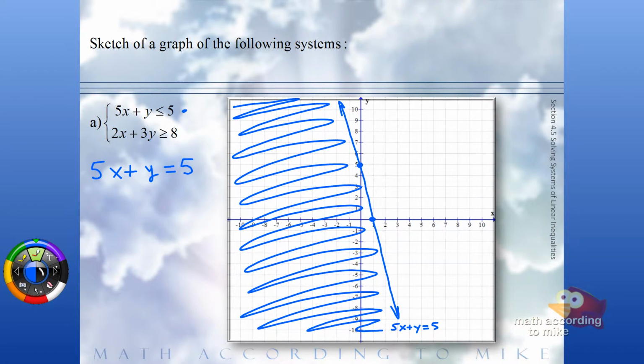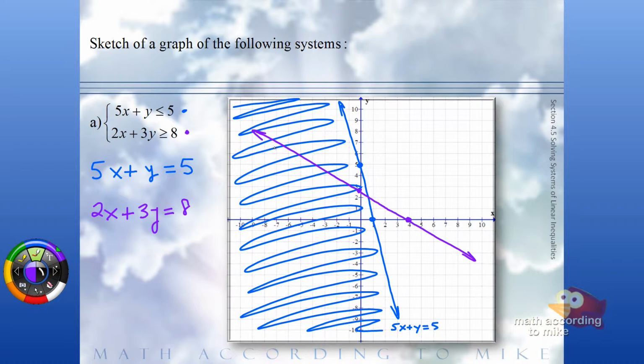Now we move on to the next line. What's the x-intercept for the x line? 4. Y-intercept? 8/3. 8/3 is just under 3. Equal sign, so solid. Great.